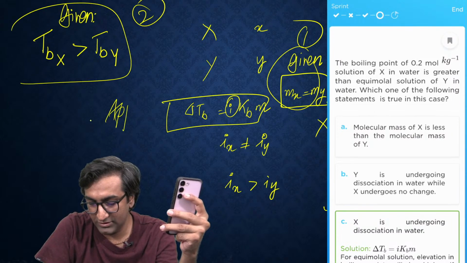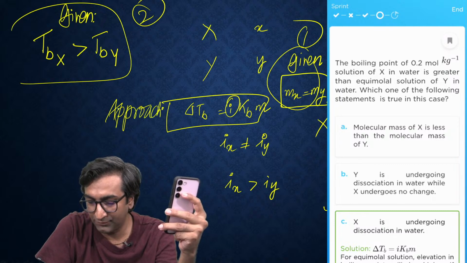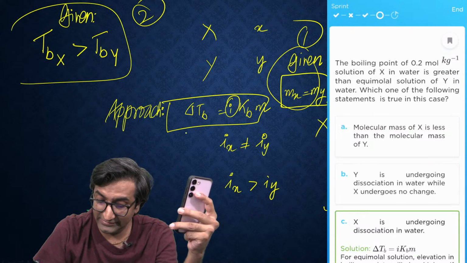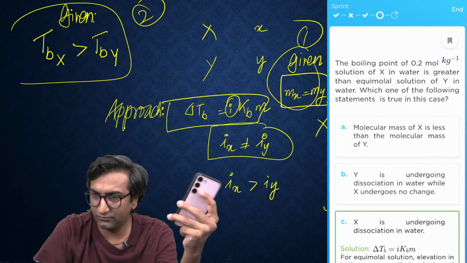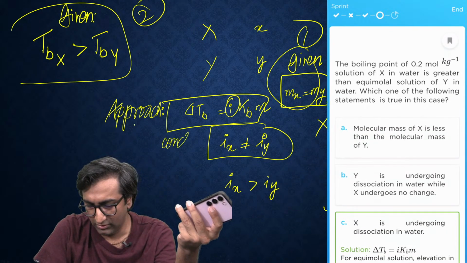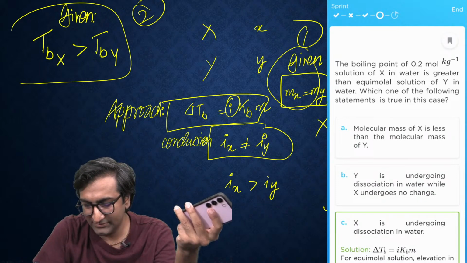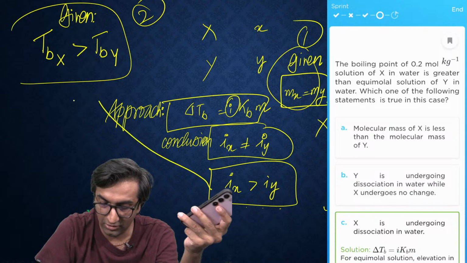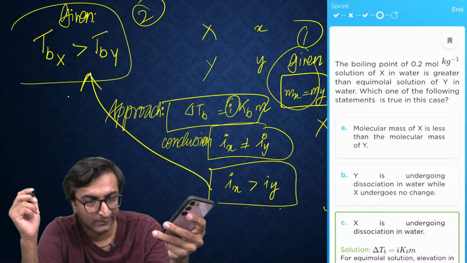This is the approach of the question. In the approach we write the expression delta T_b = i K_b times m. So the only possibility is that i, this is the approach as well. This is the conclusion. The conclusion is that i_X cannot be equal to i_Y, and in this case it must be greater because of this that's given. Okay?